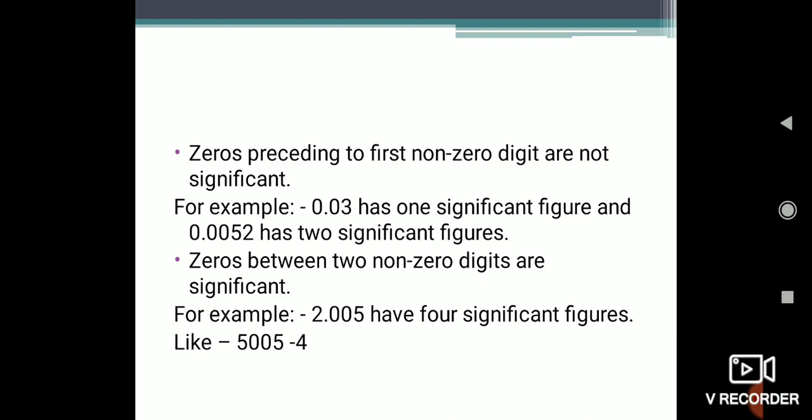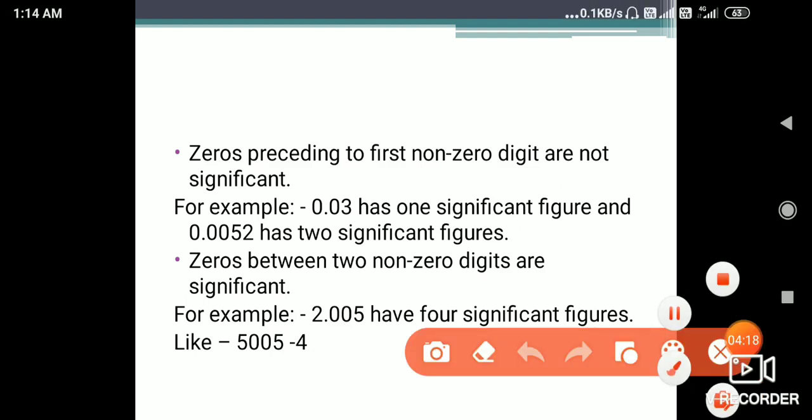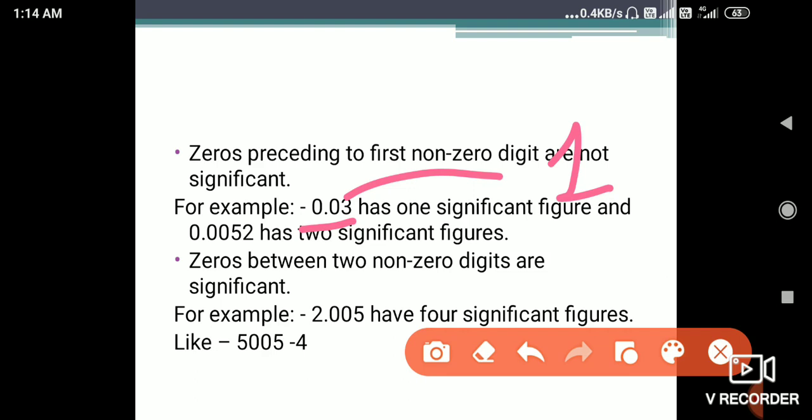It means if 0 is coming before a non-zero digit, it will not be counted as a significant figure. For example, 0.03. Here the non-zero digit is 3 and the 0 is coming before it. So if you count the significant figures, it will be only 1. Another example is 0.0052. Here the zeros are coming before a non-zero digit, so the significant figures here will be 2.